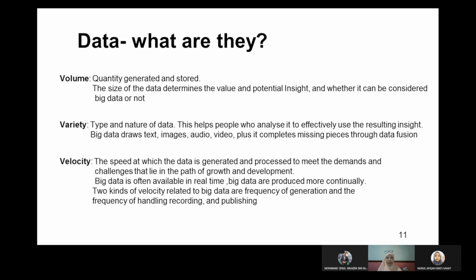Now, the other way is the velocity. Now, speed becomes very important. That is why in AI, it is in real time because it is developed in terms of the frequency of data that is coming in and the frequency that you can handle, record, and you can publish whatever kinds of results and outputs that you want.